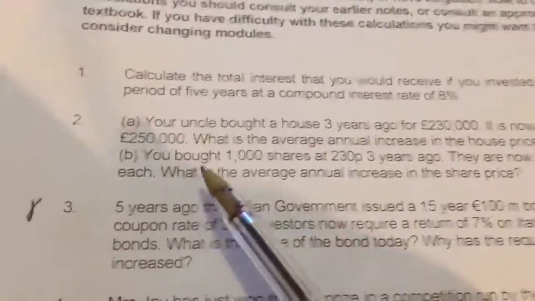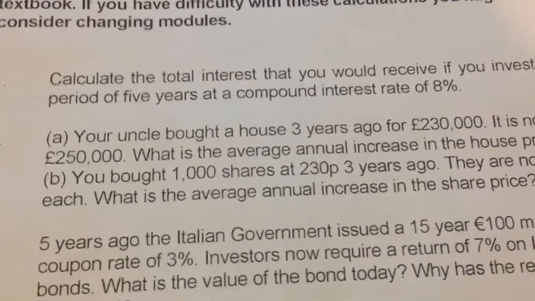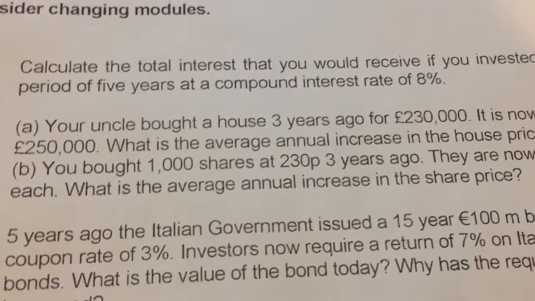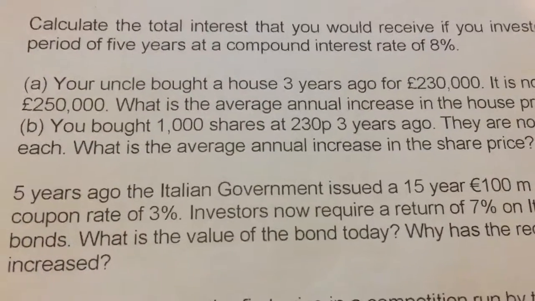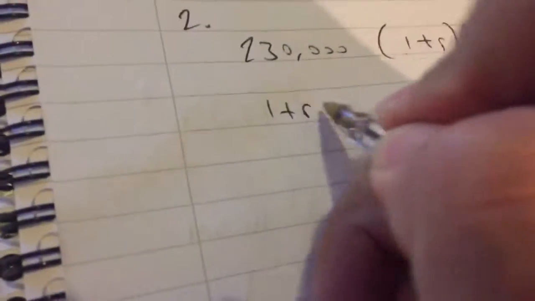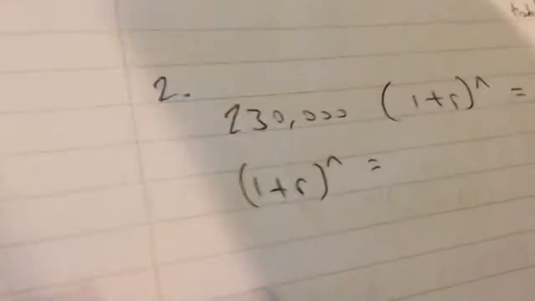Bought a house 3 years ago, now worth 250k. Okay, so 3 years ago, so n equals 3. And what is the average annual increase in the house? Okay, alright. So 1 plus r to the power n equals, what we're doing is basically divide it. 250,000 divided by 230,000. We know n equals 3, 3 years, they tell you here, 3 years ago.